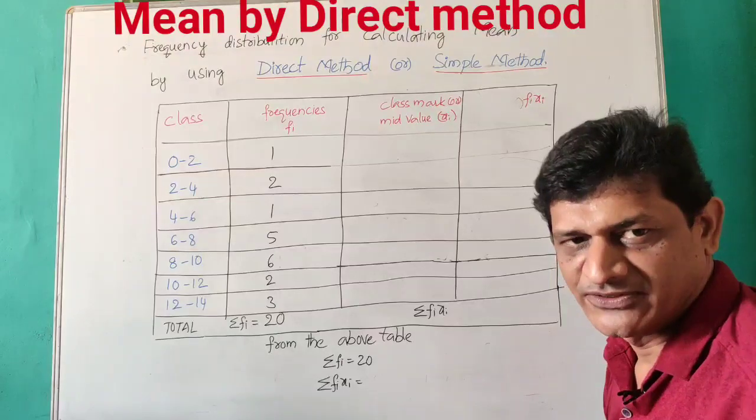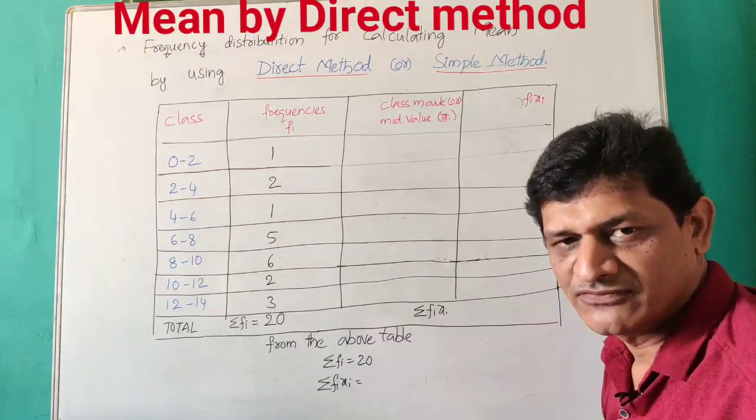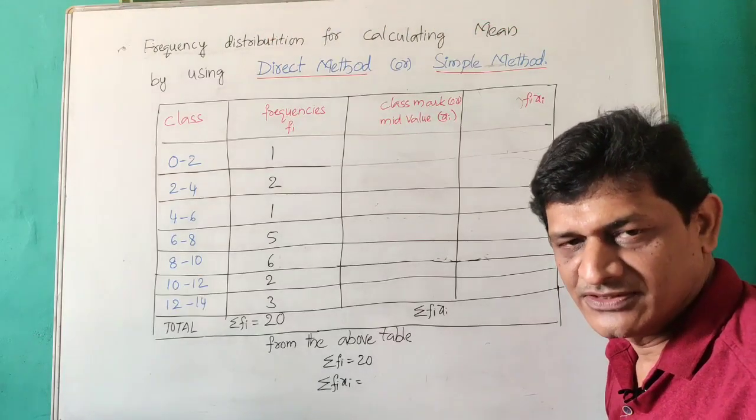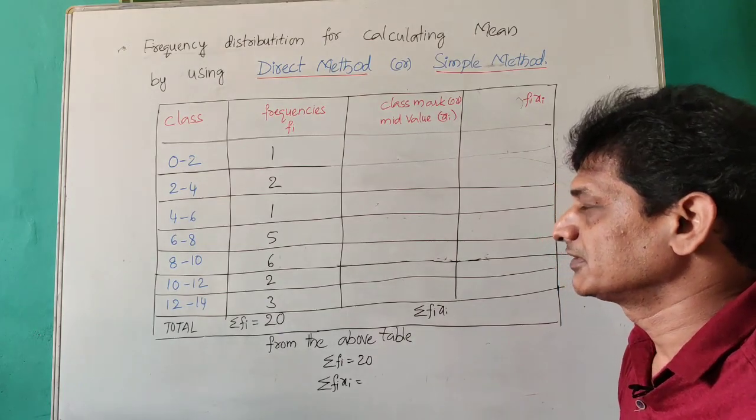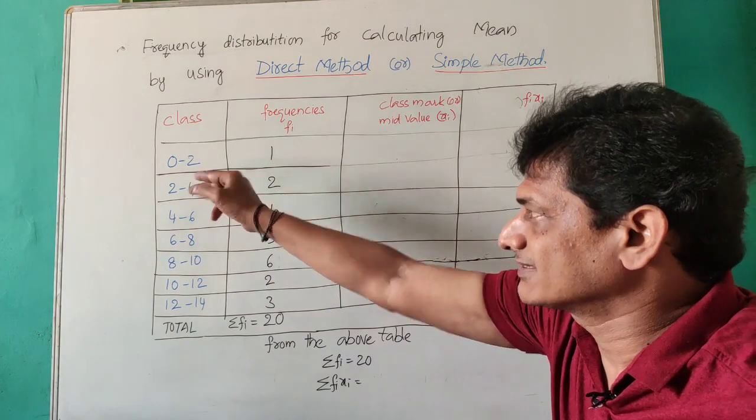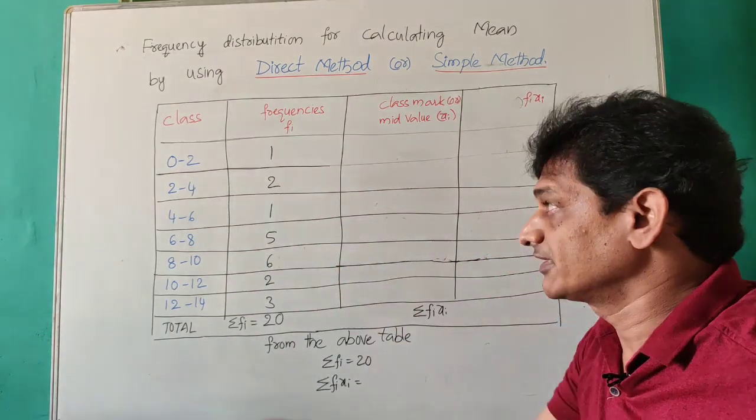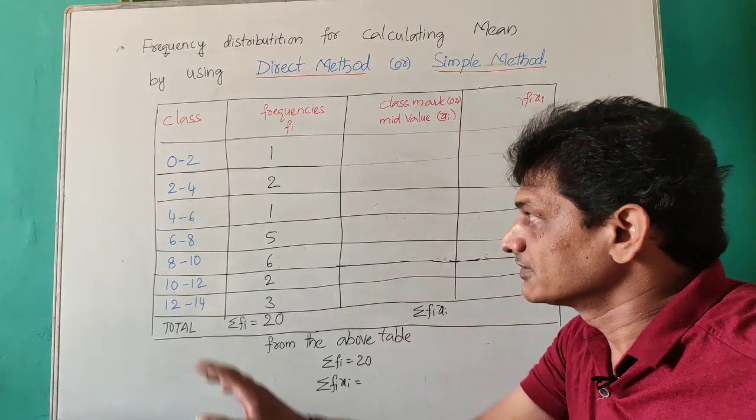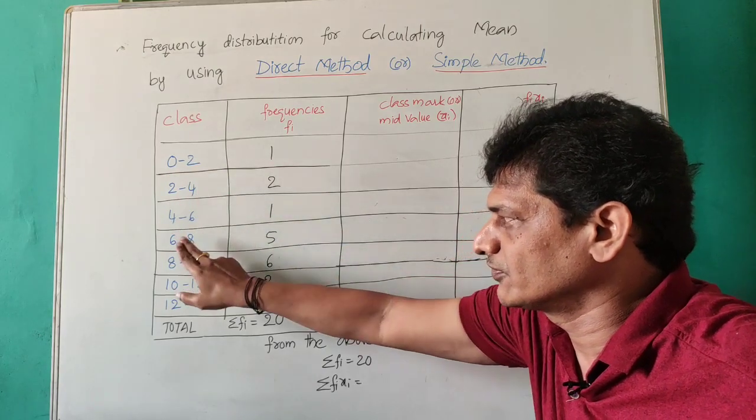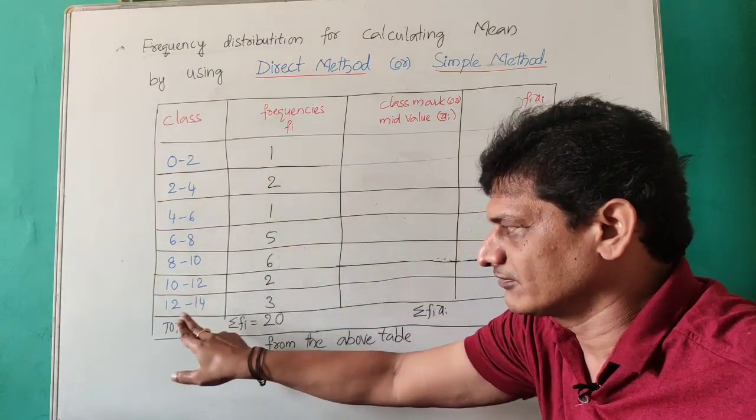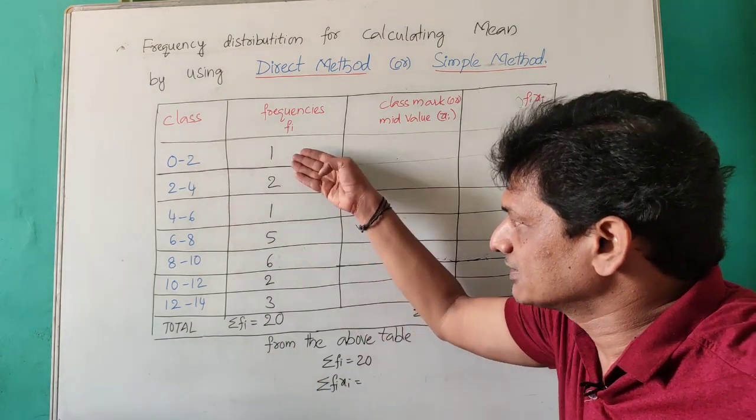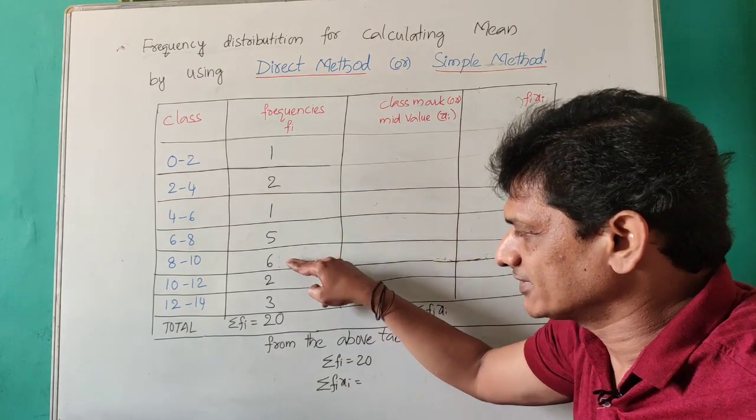Today I am going to explain how to calculate the mean of grouped data by using the direct method or simple method. In general, in this type of problem, two pieces of information should be given to you. One is the classes of the distribution, the second is their frequencies. Suppose in this particular example, the classes are given as 0 to 2, 2 to 4, 4 to 6, 6 to 8, 8 to 10, 10 to 12, 12 to 14. These are the classes, and their corresponding frequencies are also given: 1, 2, 1, 5, 6, 2, 3.